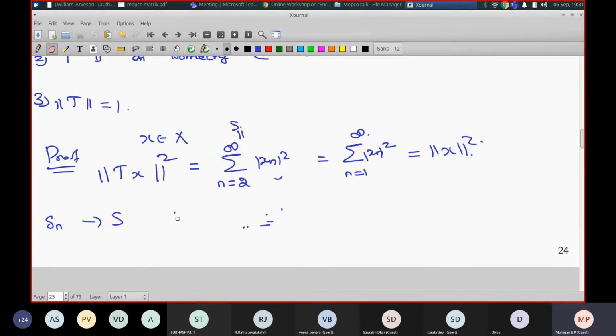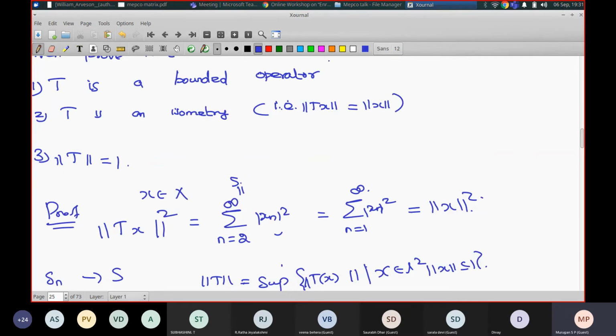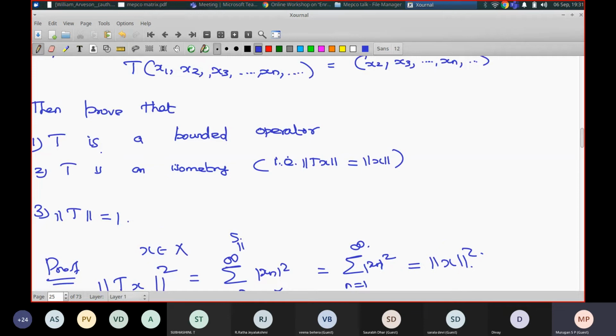If you take the norm of T, I mean take a supremum of the set of all norm of T of x such that x belongs to L2 and norm of x is less than or equal to 1. You know what the norm is. This equality is the same, therefore this gives 1. So this implies T is a bounded operator, T is an isometry, and the norm of T is equal to 1. Okay, this operator is very important.